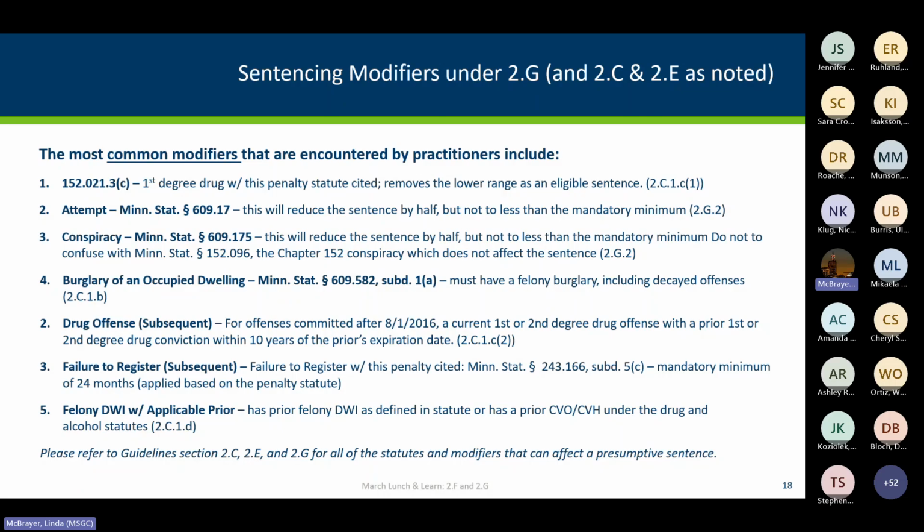So approaching this from the most common sentencing modifiers that we encounter, the first one is a very specific first-degree drug offense that has the penalty statute 152.021 subdivision 3(c) cited. When that is the penalty statute, that is the modifier that gets selected so that the calculator removes the lower range as an eligible sentence, and it makes the lower range the same as the presumptive sentence from the cell that they land on the grid.